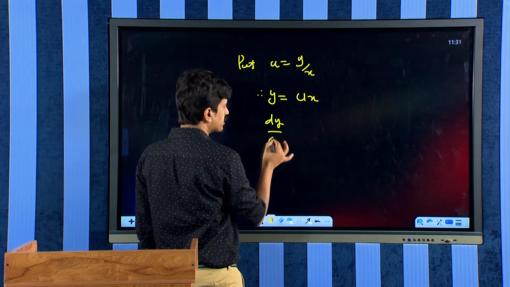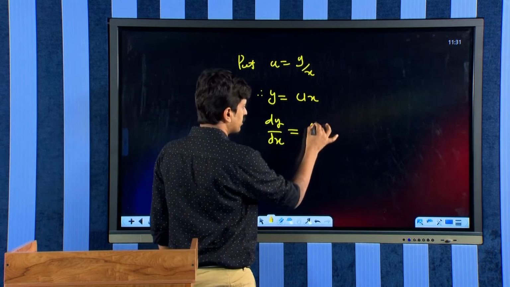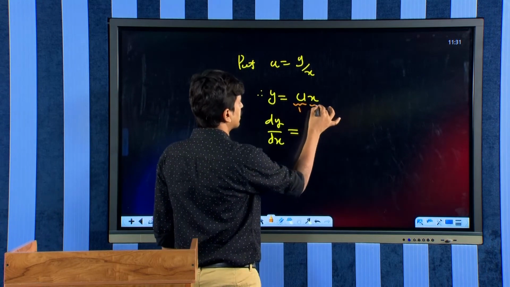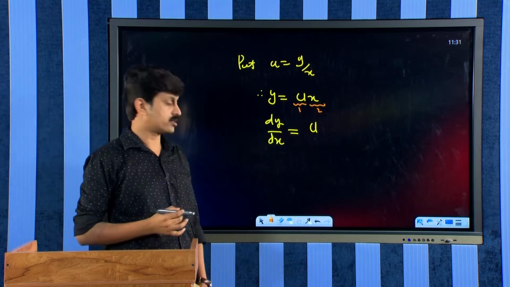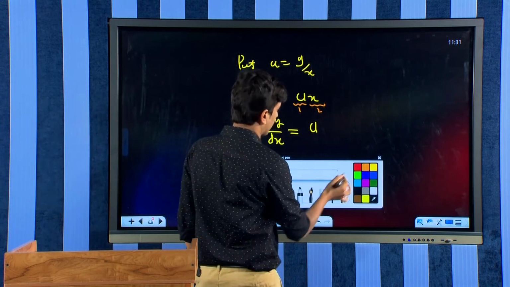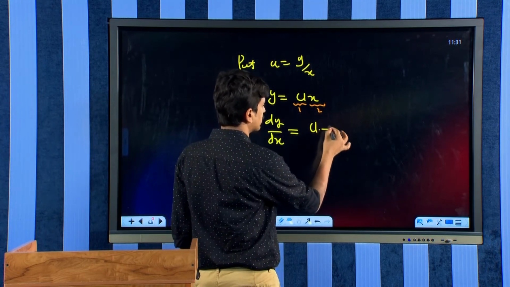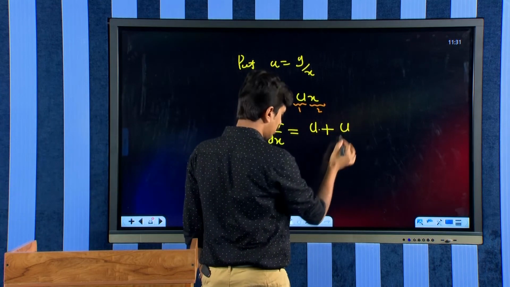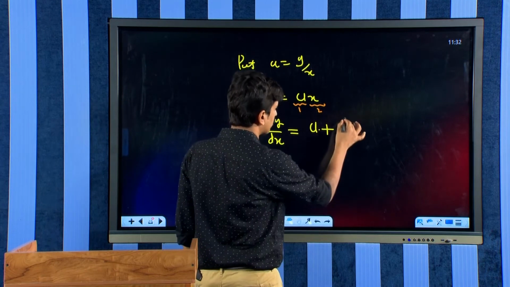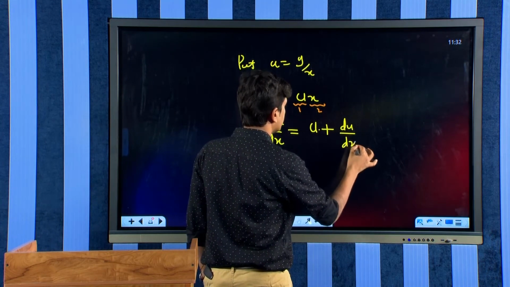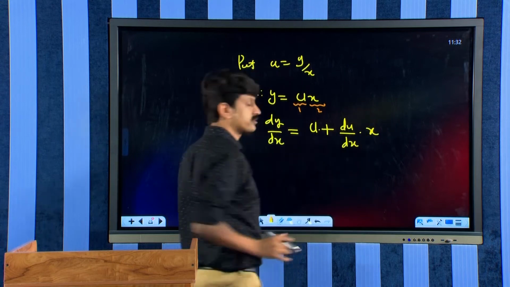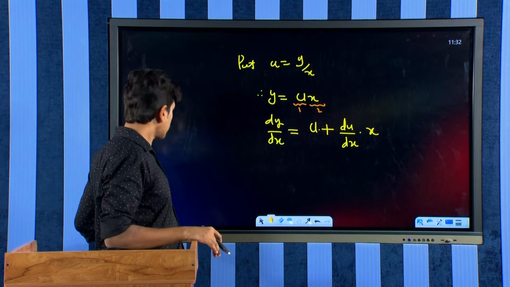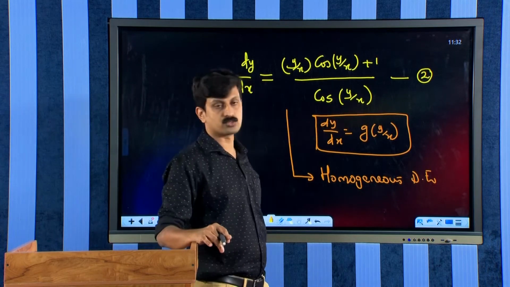Using the product rule, the first function is u and the second function is x. So, u into the derivative of x, which is 1, so u plus, for the derivative of the first function, u dash, that is du by dx, times the second function, x. So, we can put this in equation number 2.